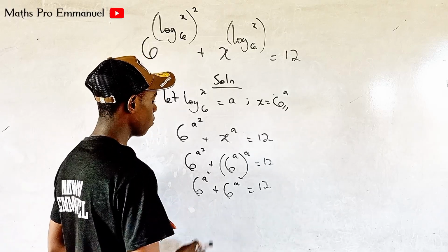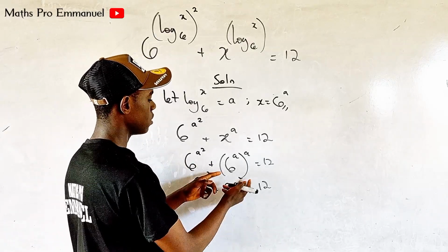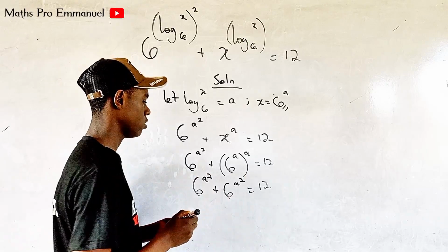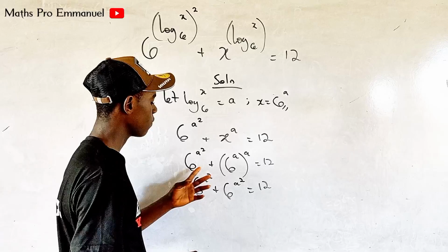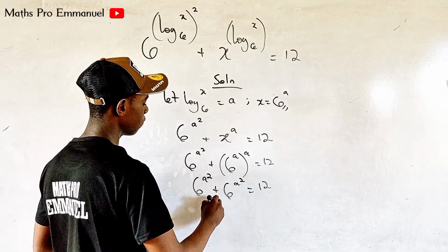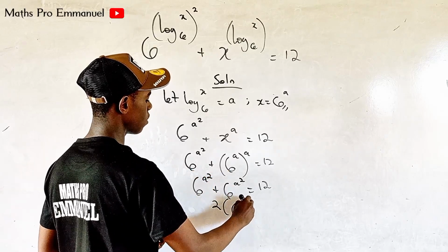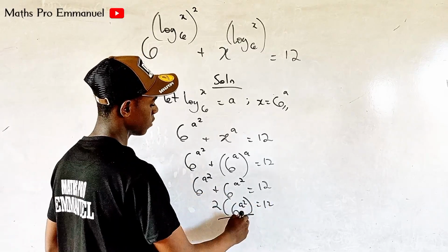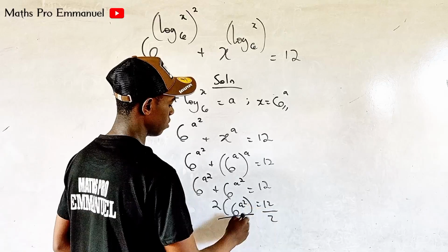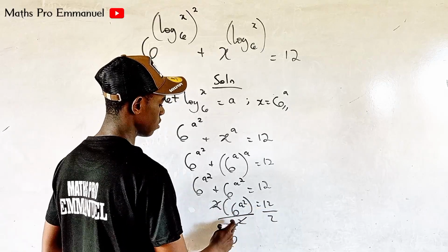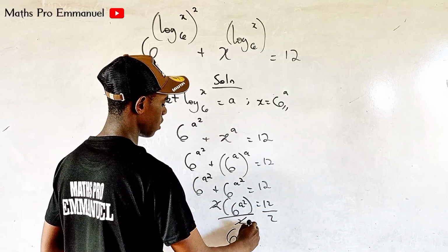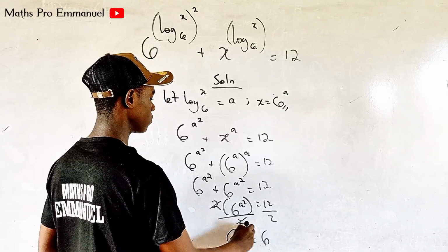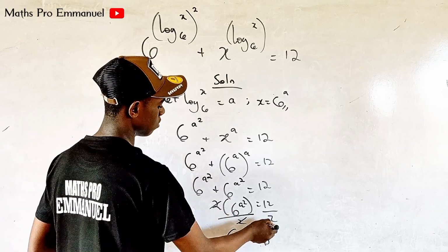So now I have 6 raised to the power of a squared plus 6 raised to the power of a squared. Since I have the same term twice, I'll just have 2 times 6 raised to the power of a squared will be equal to 12, because this plus this is 2. So now divide both sides by 2. This cancels this, and I'll have 6 raised to the power of a squared is equal to 6.